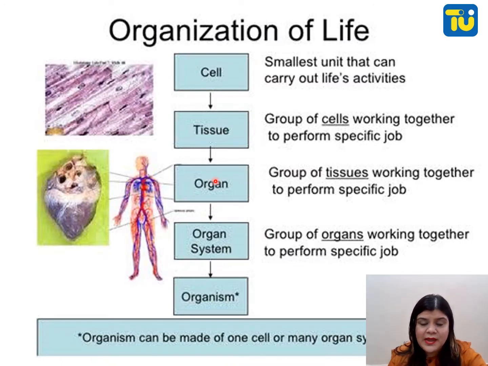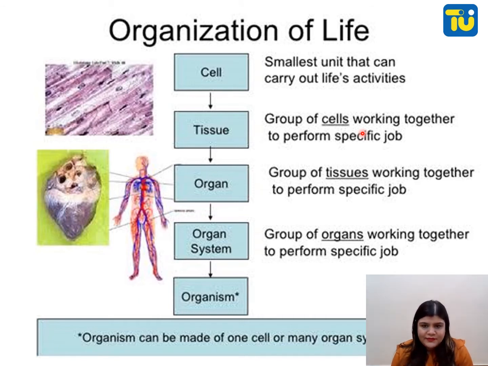Organization of life. Cell is the smallest unit that carries out life activities. What is tissue? Tissues are groups of cells working together to perform a specific function. Organ is a group of tissues working together to perform a specific job. An organ system is a group of organs working together to perform a specific job, and then the organism is formed.